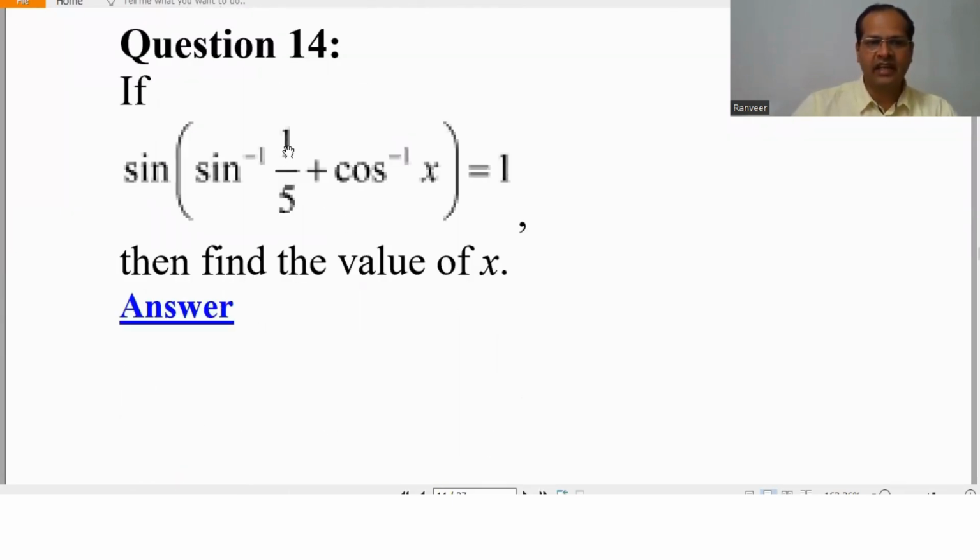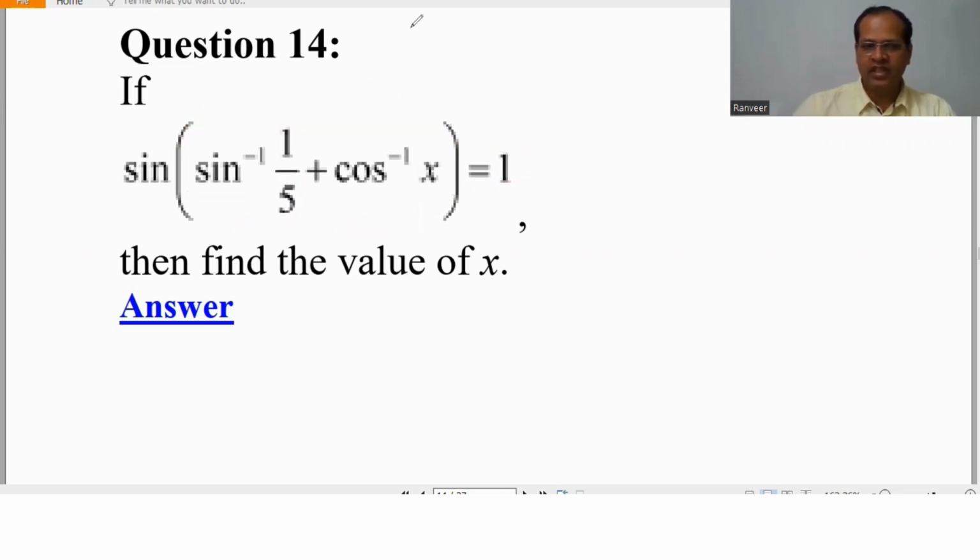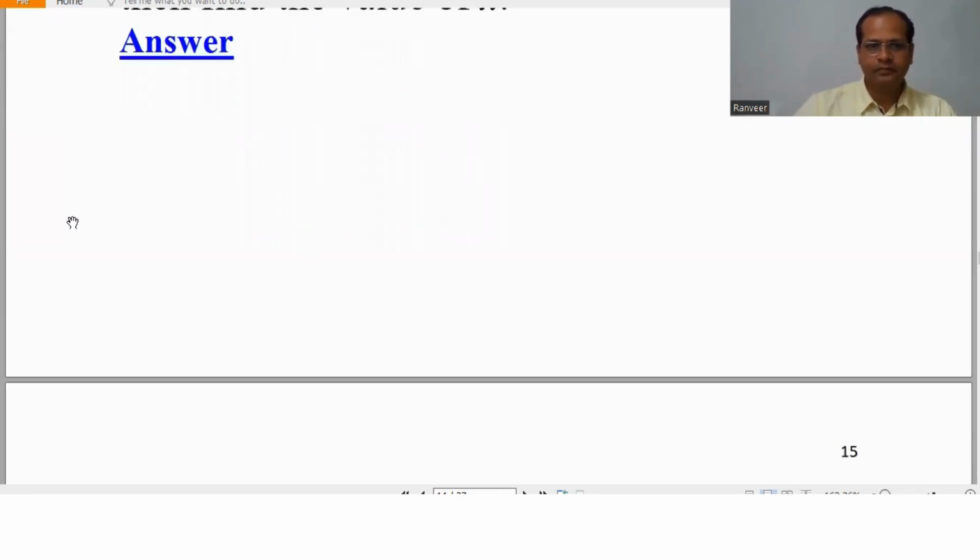14th: sine inverse 1 by 5 plus cos inverse x equal to pi by 2. Find the value of x. And we know sine inverse theta plus cos inverse theta equals pi by 2. So whatever the value here, if we substitute it, then this becomes 1, correct? And 1 is possible when this angle is a full 90 degrees. So sine 90 degrees equals 1. In this way we have to think.